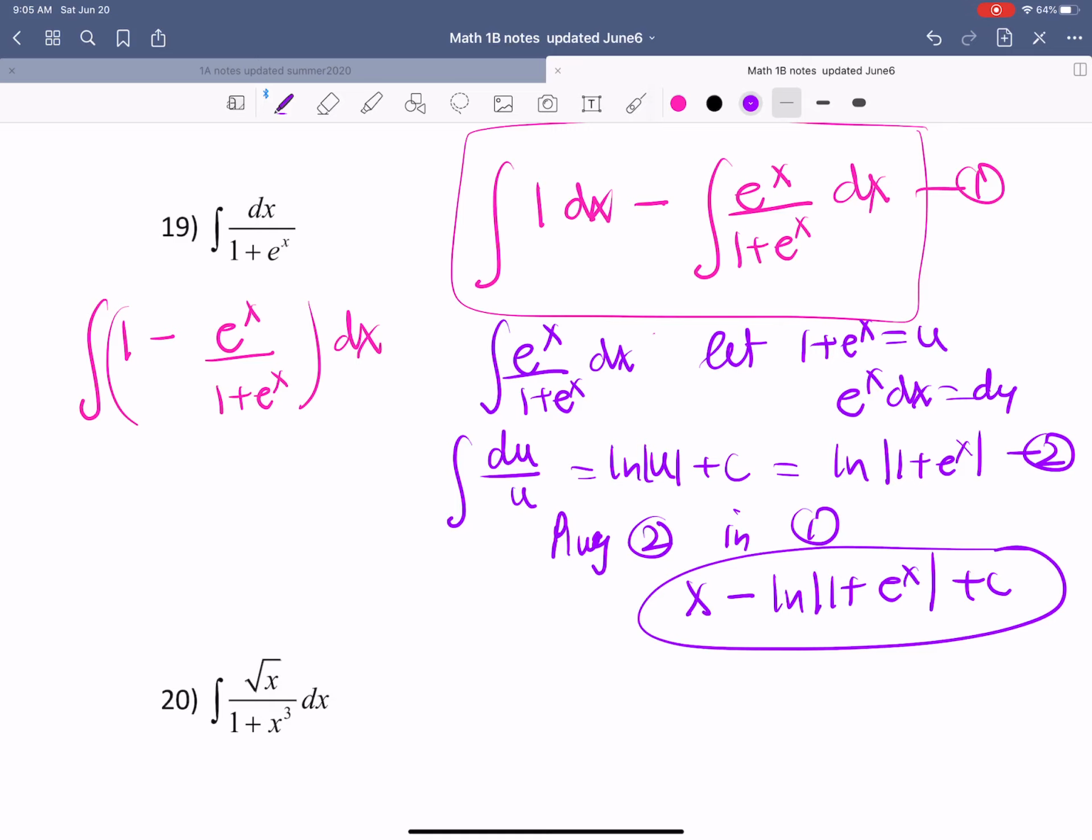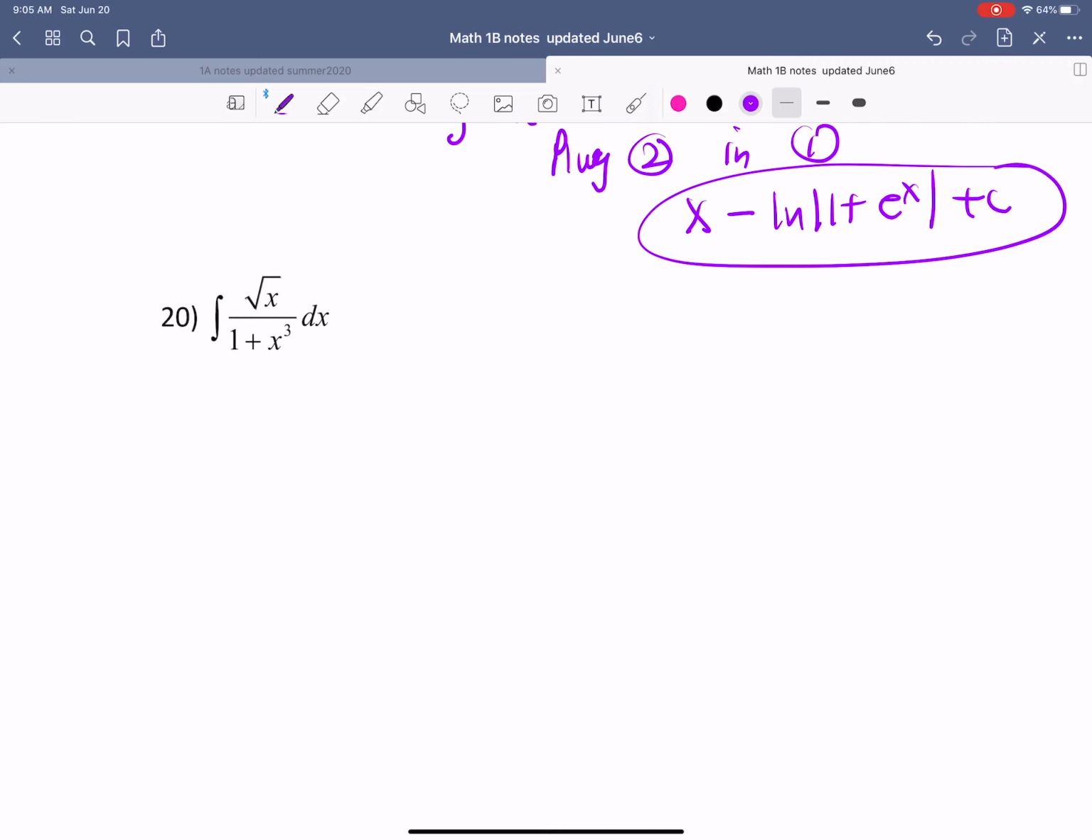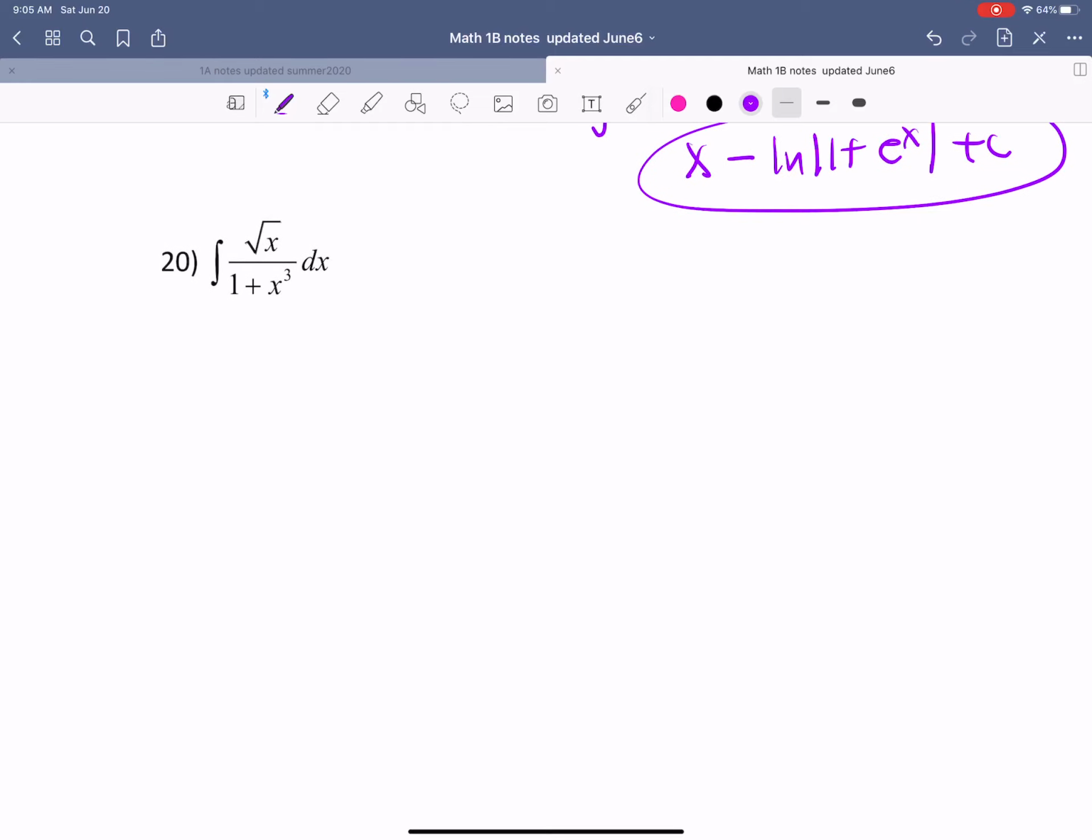Okay. Next we have number 20. Okay, square root of x cubed in the denominator. Let's see, so I have a square root and x cubed. So I need to think about what I should plug in as u over here. On the top I have x, square root of x. On the top I have x to the power 1/2.